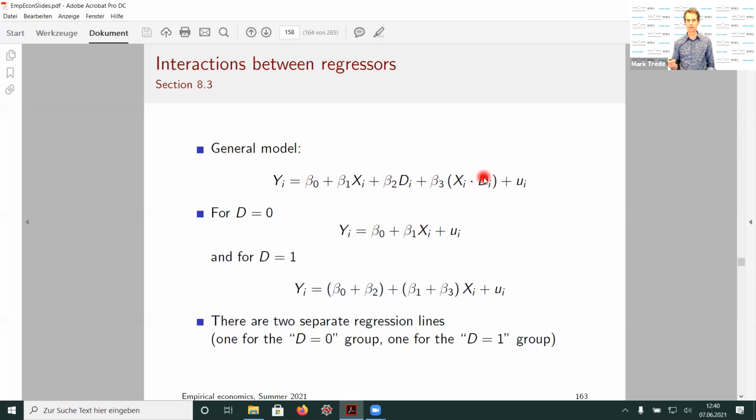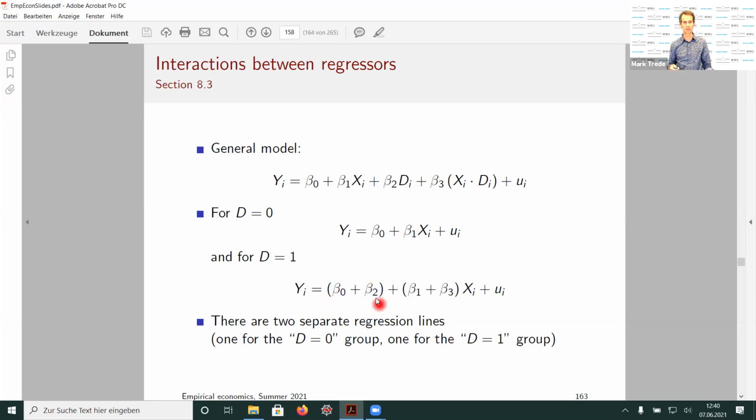Down here, d is 1. So this is just beta 3 times xi. We can merge that with beta 1 xi, and that would give us beta 1 plus beta 3 times xi, and the error term. Okay. Now let's look at this regression equation. That's also just a linear regression equation. Actually, it's a simple linear regression equation between y and x.